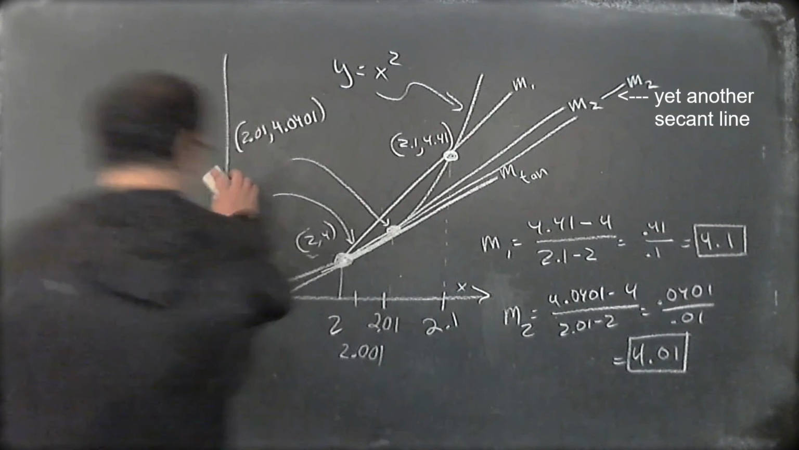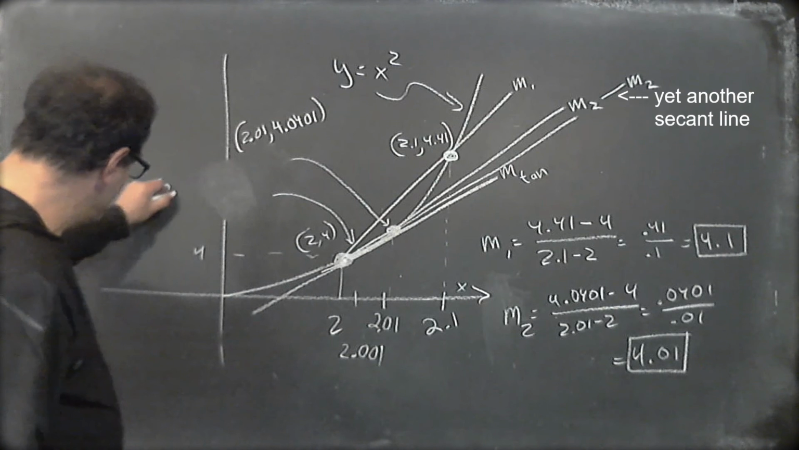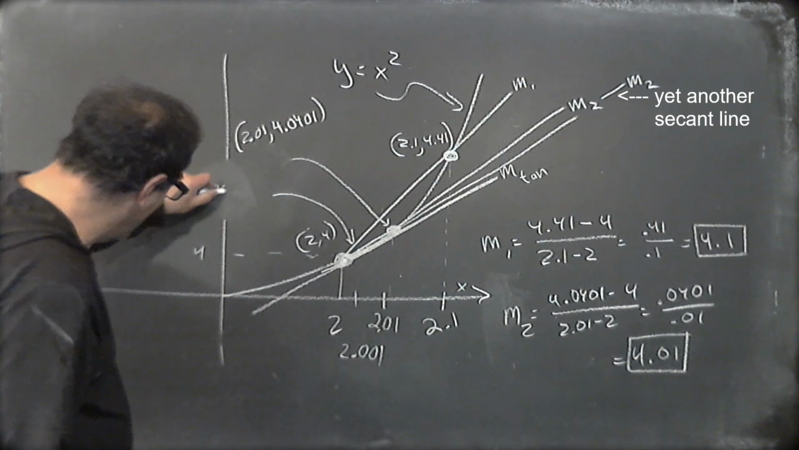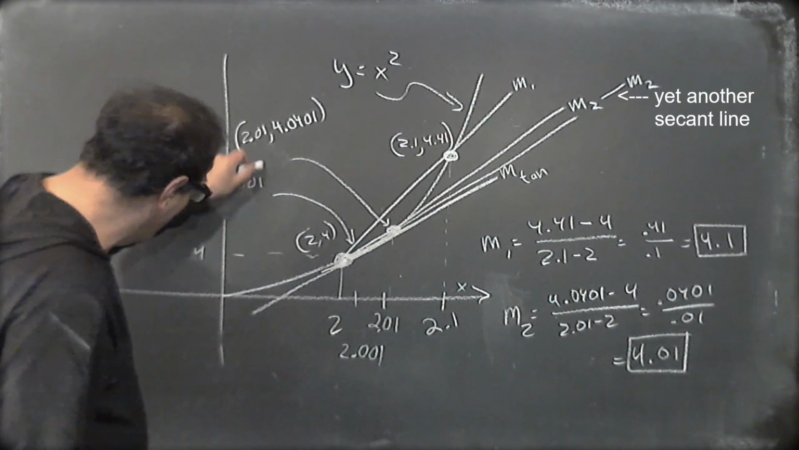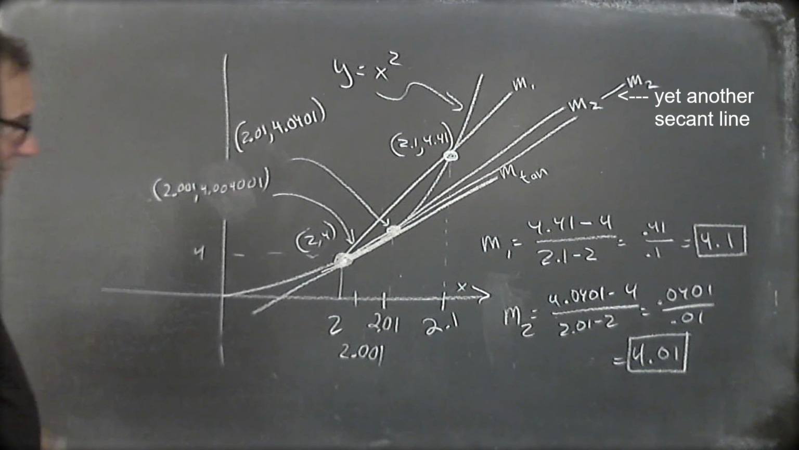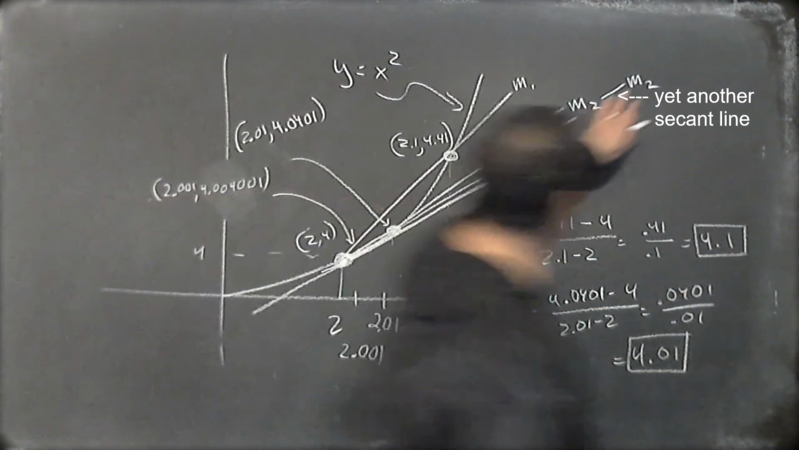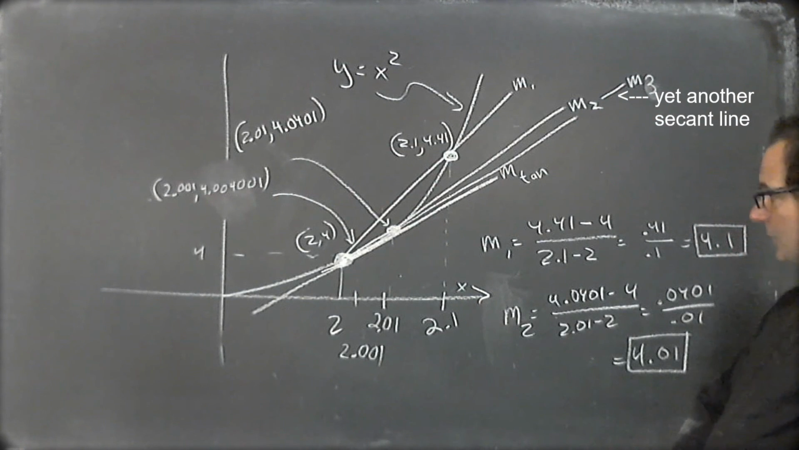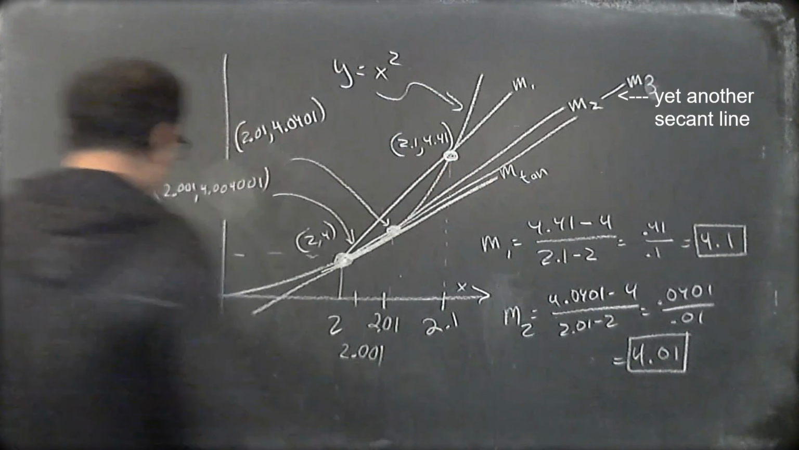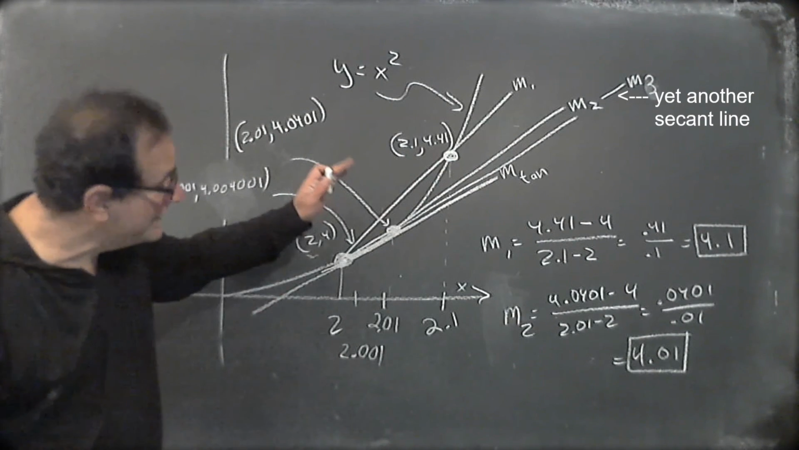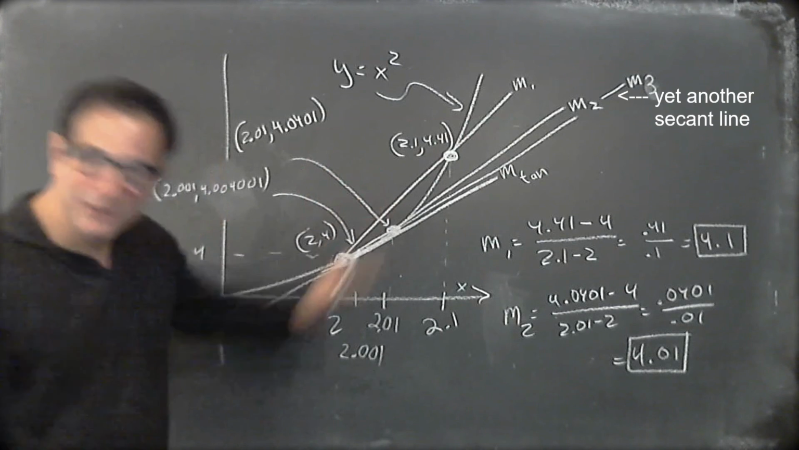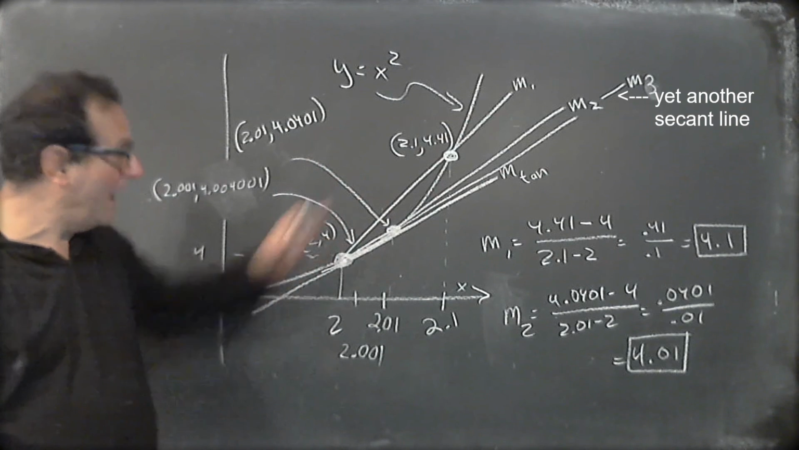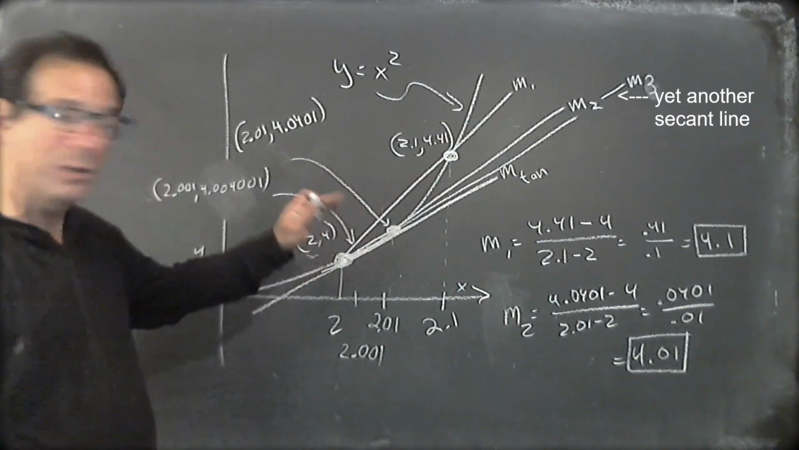Now, the coordinates of that point are going to be 2.001 and then 4.004001. Like it? And, oh, this is incorrectly denoted. It should be M3, right? Good. So then the slope of this new line, which you can see is closer still to the tangent line, to the line whose slope we want, right? M1, M2, M3. We want the slope of the tangent line.